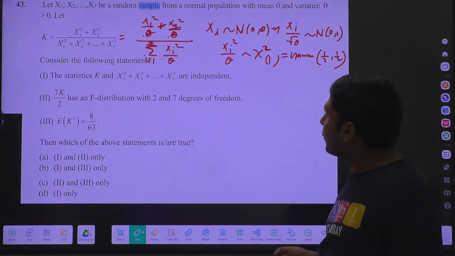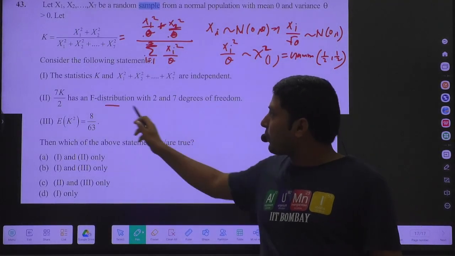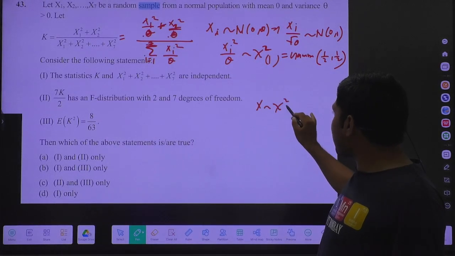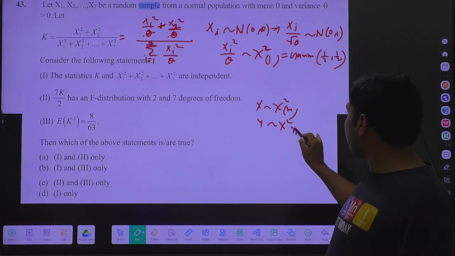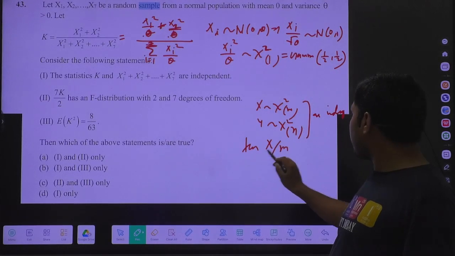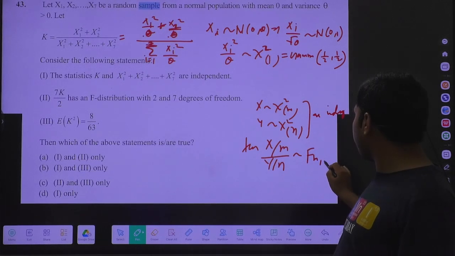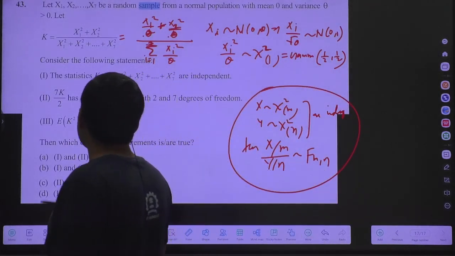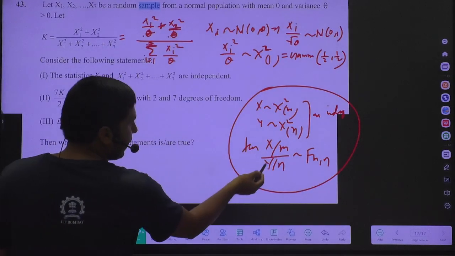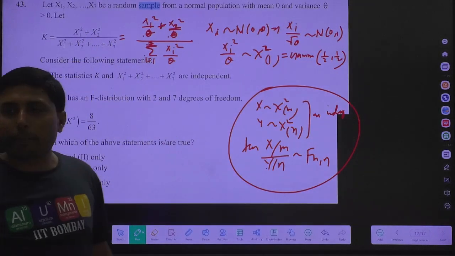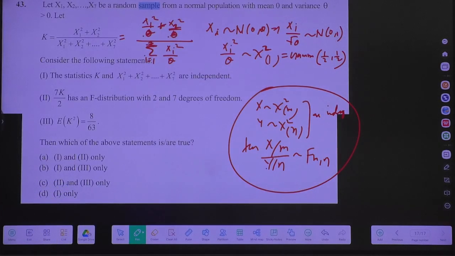But the F distribution will not be like this. Recently we wrote a theorem: x is chi square m, y is chi square n, and they are independent. Then x by m over y by n will be F m, n. But I'm saying this theorem will not work here. Why? Because numerator and denominator should be independent, and here they are not independent, they are dependent. So we should search sampling. Okay, fine.